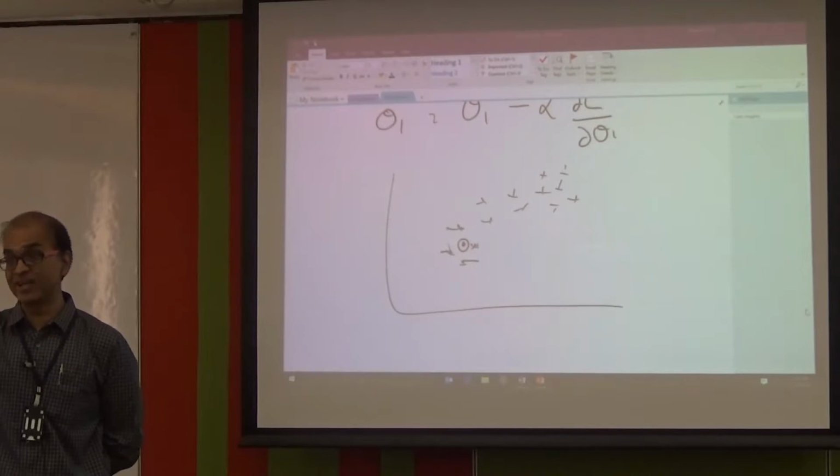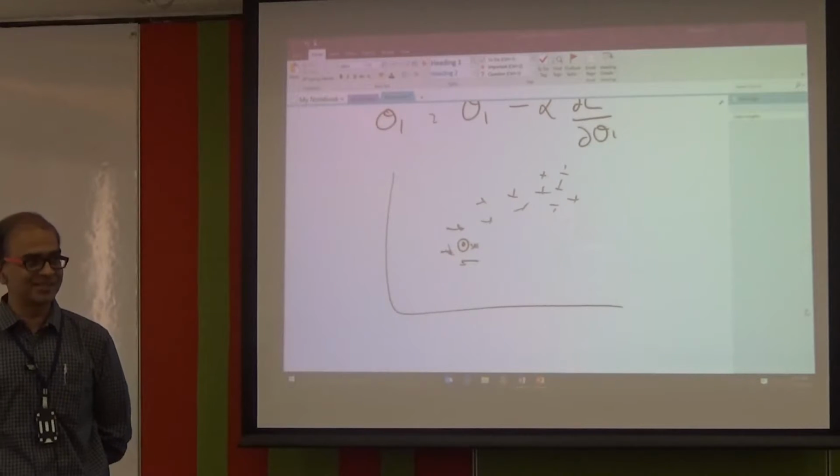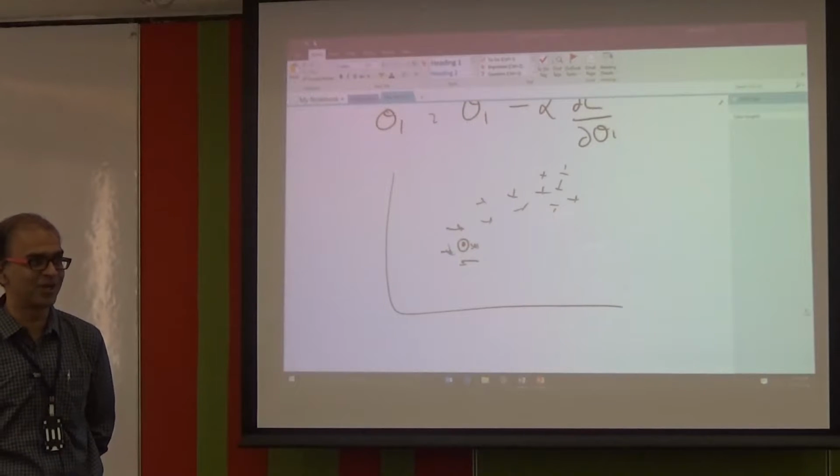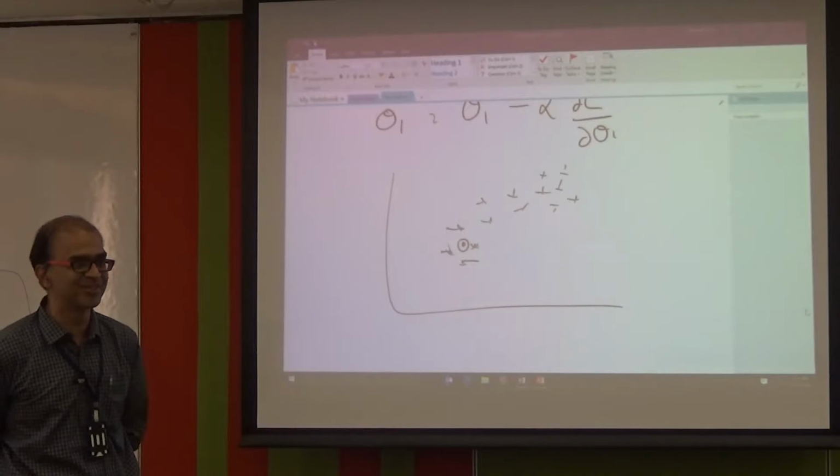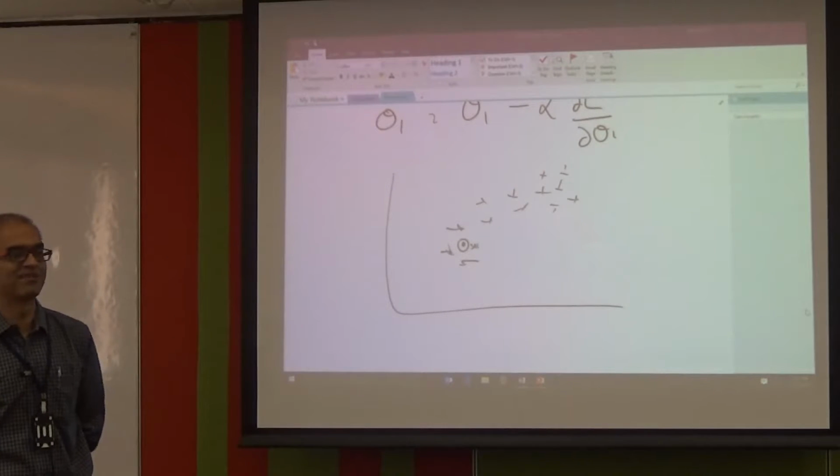When n is infinity, then my error is zero. My error is proportional to 1 over n. When n is infinity, my error is 0. Right? So good. So I'll get one equation.